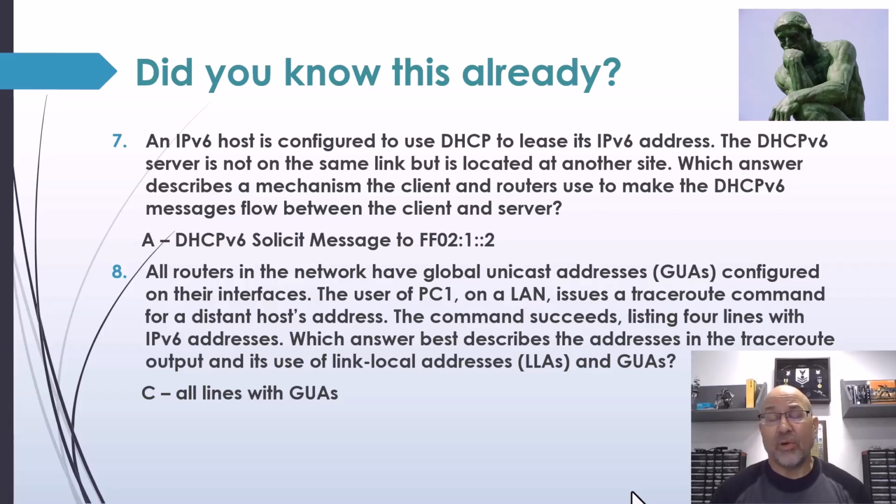Would you use link locals or global unicast? Well, it doesn't really make sense to use link locals because those are on this link. So you would never learn anybody else's link local address. And so the answer would be that it would be global unicast addresses.